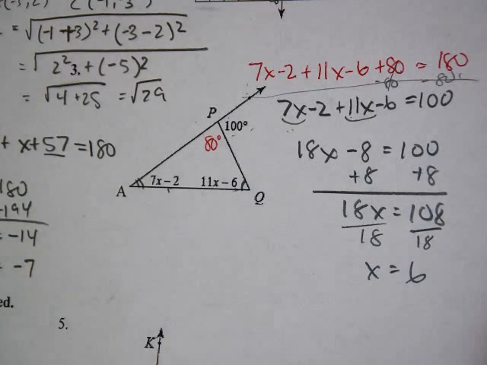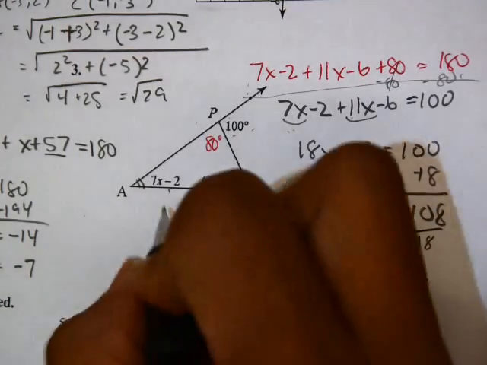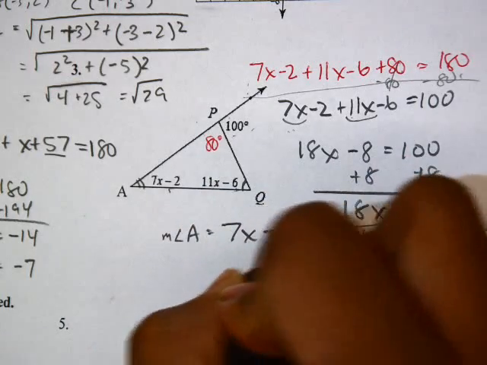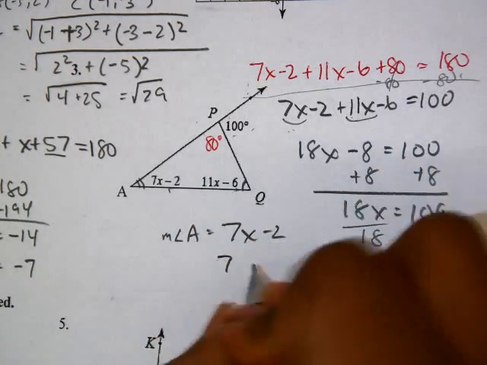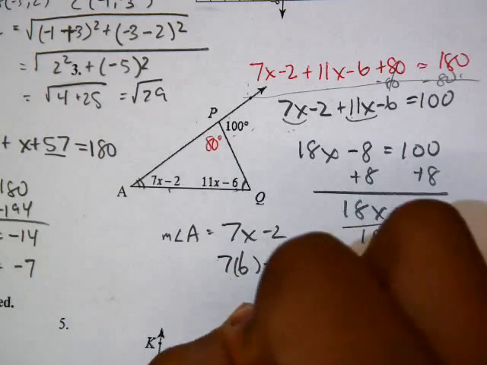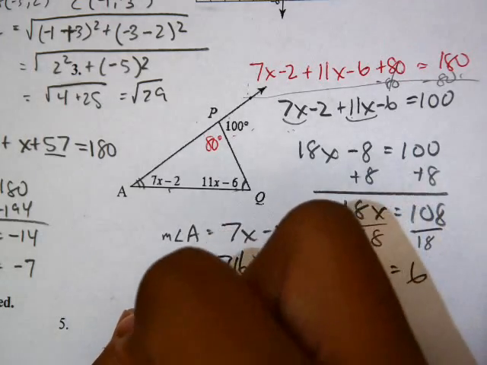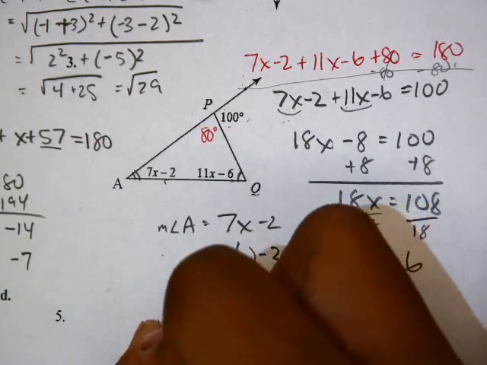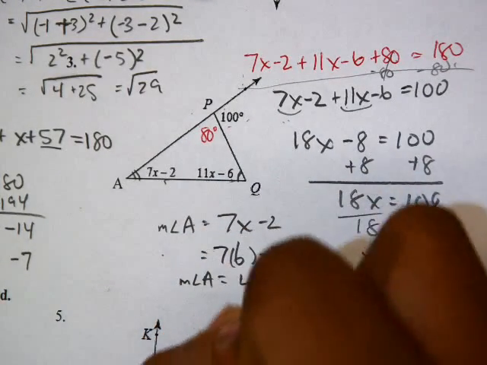Again, I'm not done. I need to find the measure of angle A. A in this case is the same as 7x minus 2. So if I substitute 6, 7 times 6 is 42. Subtract 2 is 40 degrees.